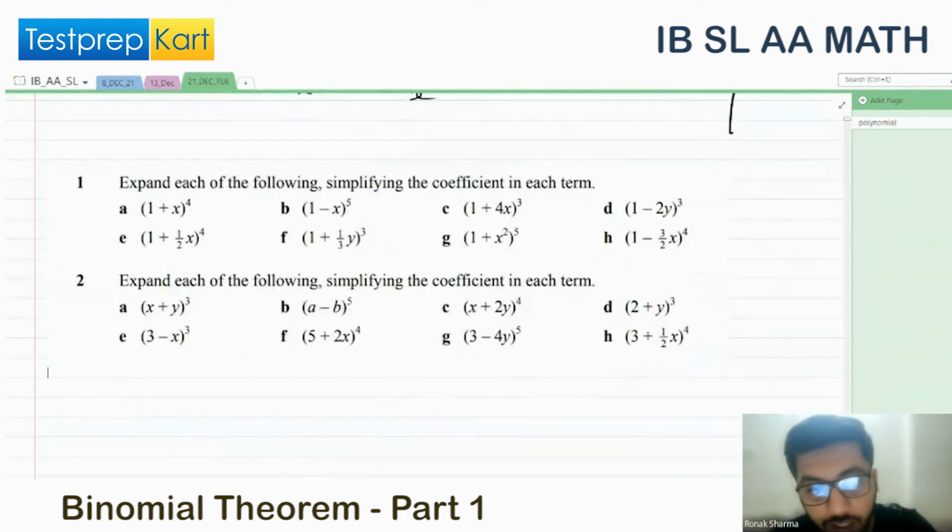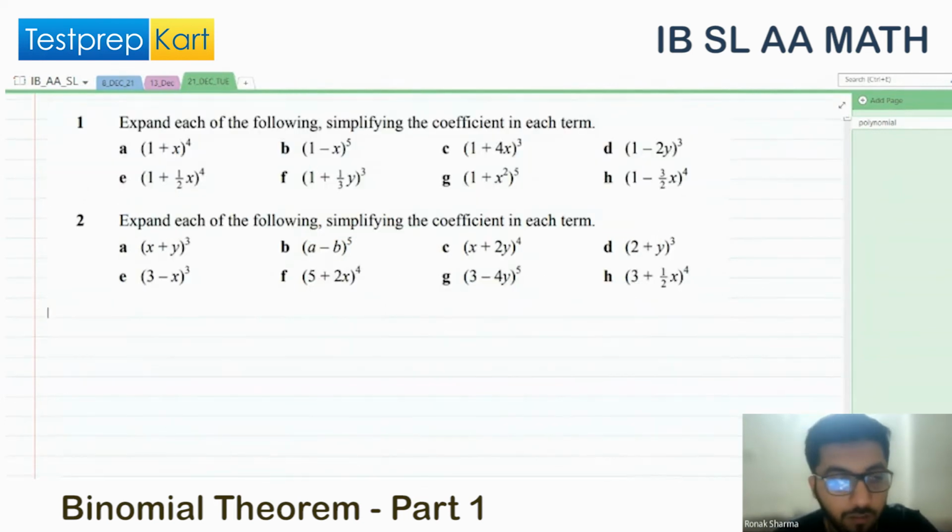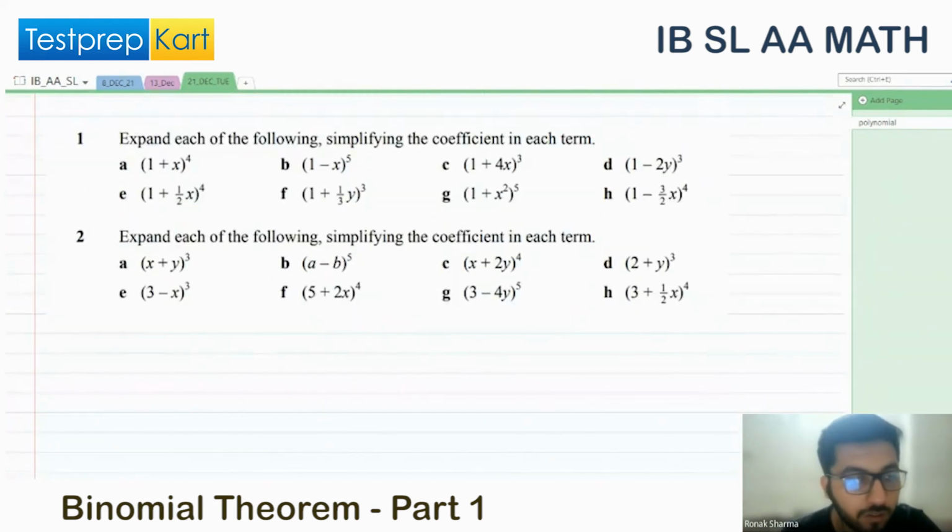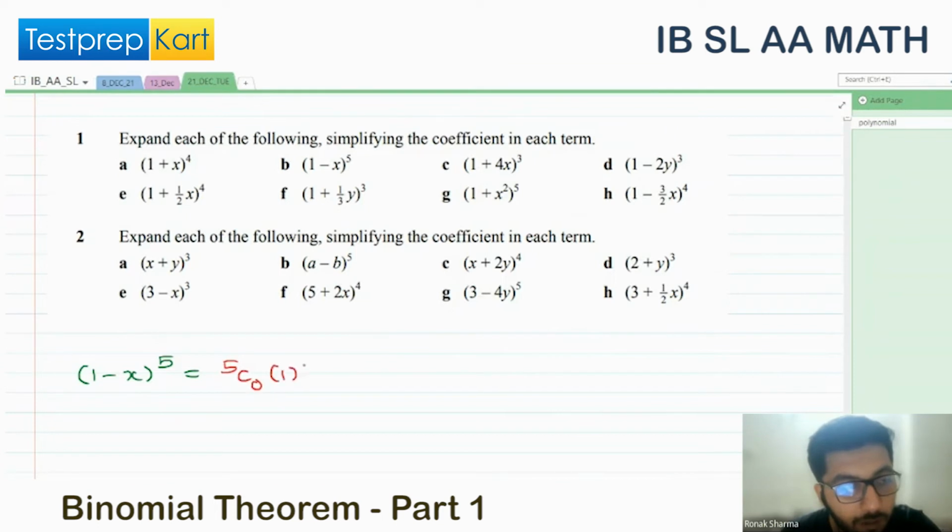See, let me give you one negative example also. What if we have a negative sign? So nothing is going to change. Let's say 1 minus x power 5. 1 minus x power 5 will be what? 5C0, 1 power 0 minus x power 5. Just take the negative sign with it.